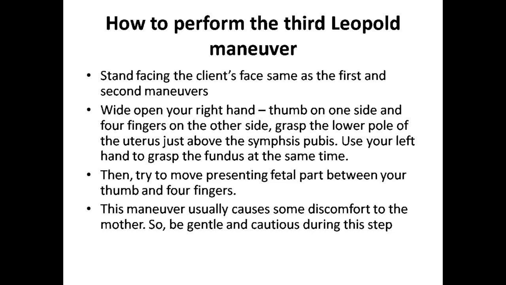Then try to move the presenting fetal part between your thumb and forefingers. You support the fundus of the uterus with the left, non-dominating hand, and with your dominating hand you grasp the lower pole of the uterus. After grasping it, you are going to feel some part. It may be the head, the buttocks, or any part of the fetus, and you try to move that part between your thumb and forefinger. This maneuver usually causes some discomfort to the mother, so be gentle and cautious during this step, as you are grasping both the fundus as well as the lower part of the uterus and exposing the symphysis pubis.